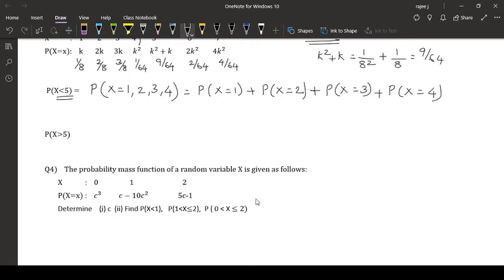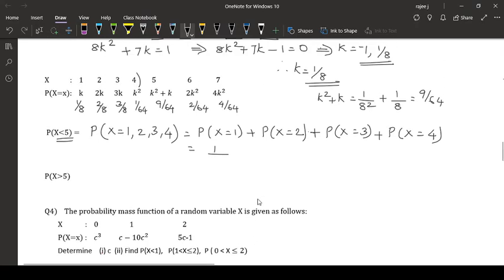So when you substitute, P of X equal to 1, that means when x is equal to 1, the corresponding value is 1 by 8. Plus P of X equal to 2, when it is 2, it is 2 by 8. X equal to 3, so 3 by 8. Plus P of X equal to 4 means 1 upon 64. So on simplifying, you will get 49 upon 64.